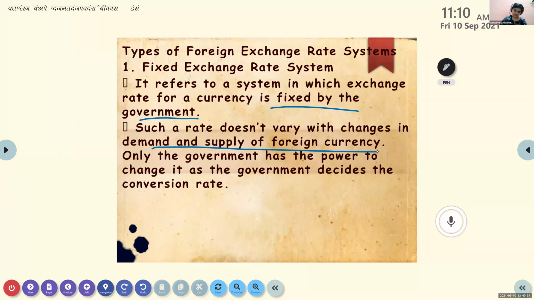It is not fixed according to the demand and supply of foreign currency, so it's not affected by them. The government has the power to change, and the government will decide the conversion rate, in the sense at which rate one currency will be exchanged for another currency. That conversion rate will be decided by the government. So no other interference, the government is deciding everything.